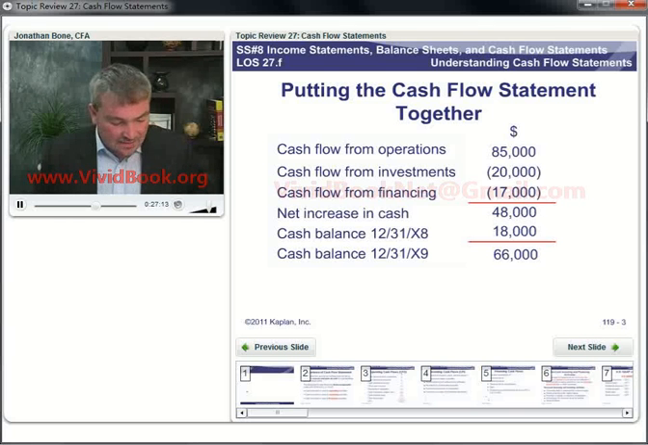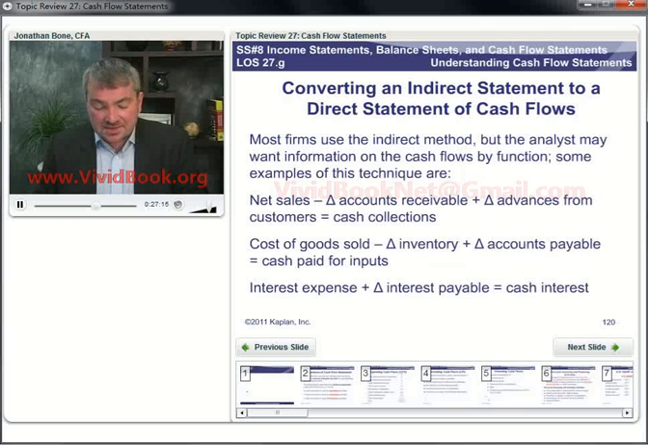Now our next LOS asks us to be able to convert between an indirect cash flow statement and a direct cash flow statement. So of course all we're really going to do here is compute the direct cash flow statement. Now what we're going to do therefore is lift the income statement item and then adjust for anything that's affected the income statement item due to the accruals process.